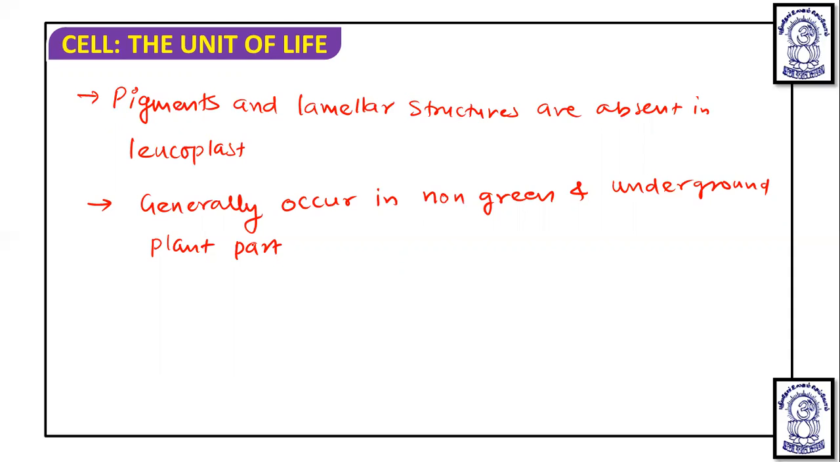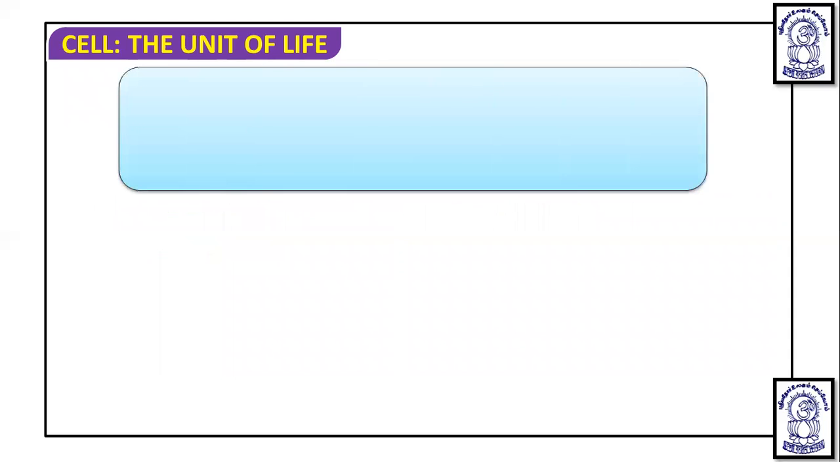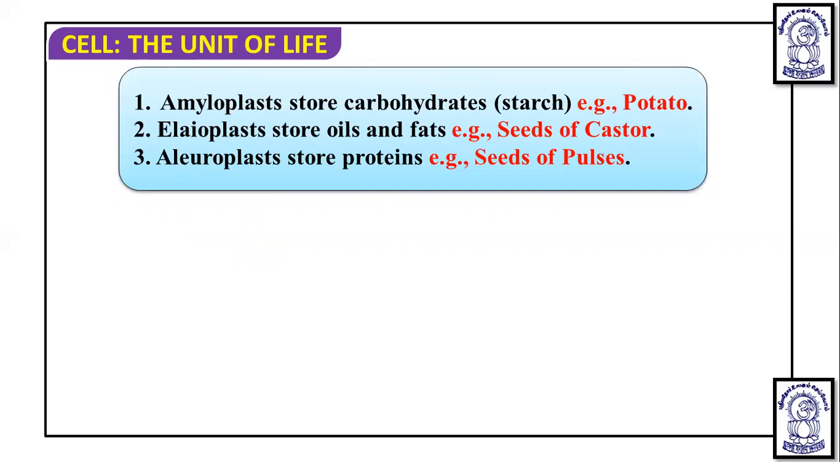Okay, dear students, so that is about the leucoplast. So amyloplast stores starch, elaioplast stores oil and fat, and aleuroplast stores protein. And an example is the seeds of pulses, and in castor, aleuroplast is the same.